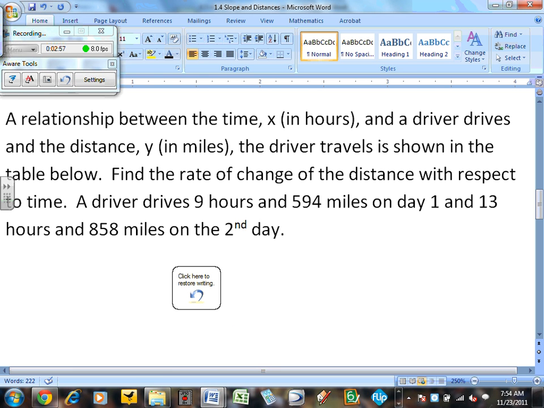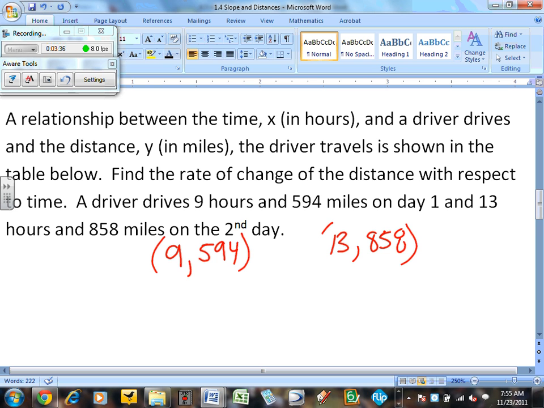The relationship between the time x in hours a driver drives and the distance y in miles. So your x values are your hours, your y values are your miles. The driver travels as shown in the table below. Actually, I didn't make a table, I just wrote it out for you. Find the rate of change of the distance with respect to time. A driver drives 9 hours and 594 miles. So our x value is 9 hours, our y value is 594, on day 1, and 13 hours and 858 miles on day 2.